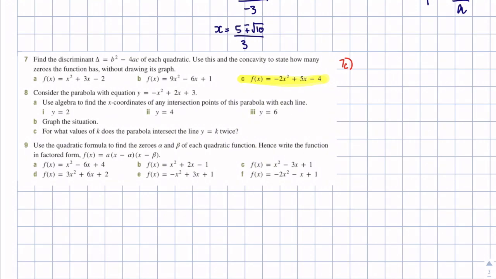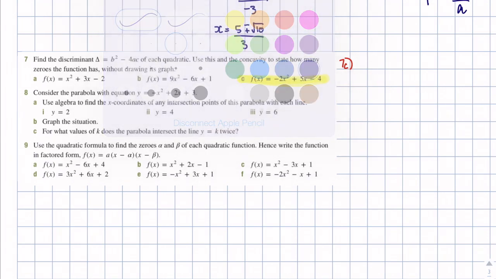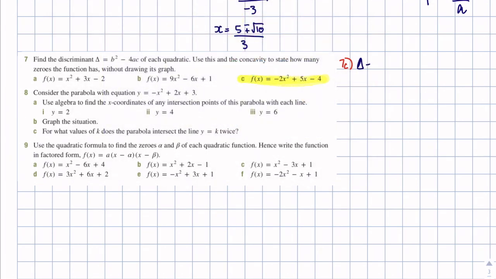All right, let's have a look at question 7c. Now, they're telling us to use the discriminant and the concavity to state how many zeros the function has without drawing its graph. Zeros is x-intercepts. Now, you know that the discriminant is b squared take 4ac. For this question, we've got a equals minus 2, b equals positive 5, c equals negative 4.